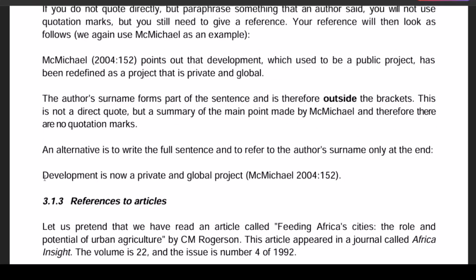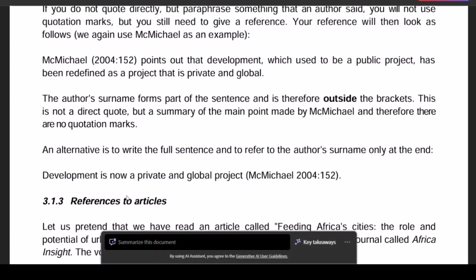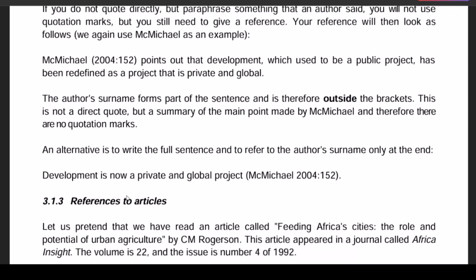So here you see this part. Development is now a private and global project. Someone paraphrased this, right? Then if you were to search these, you won't find this in the journal. You will find it written in the scholar's idea, but because you paraphrased, of course, when I search, I won't find it. But when I check, I will say, oh, okay, this part under page 52, I see where the student paraphrased.